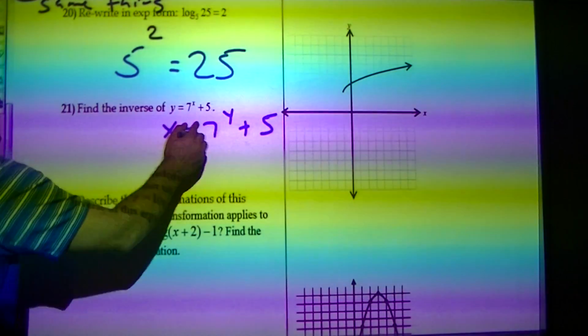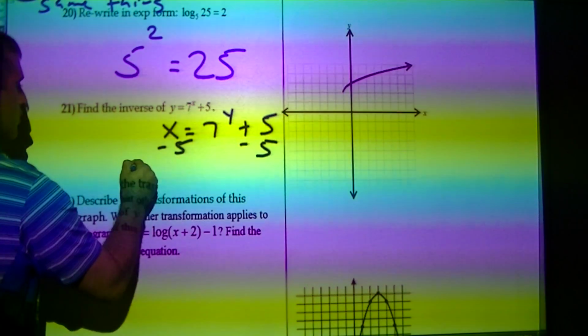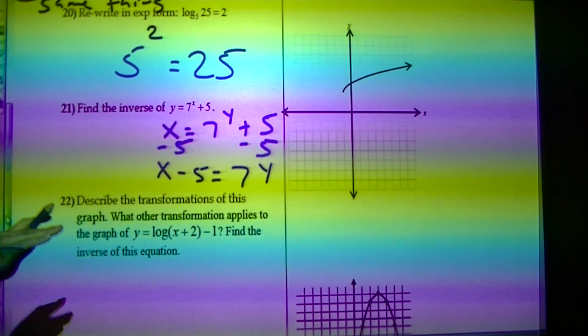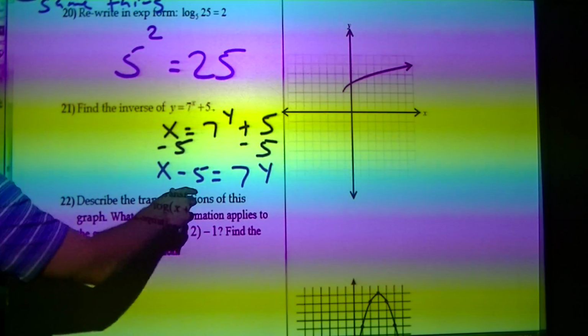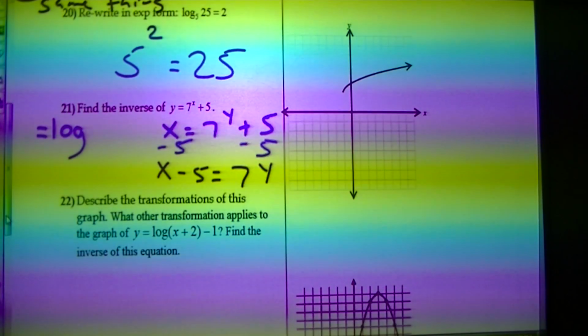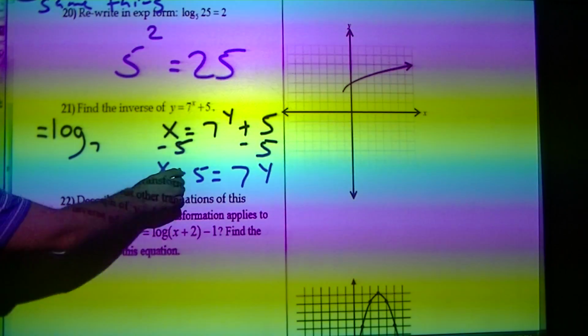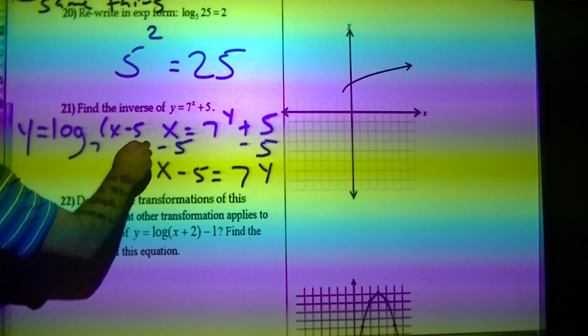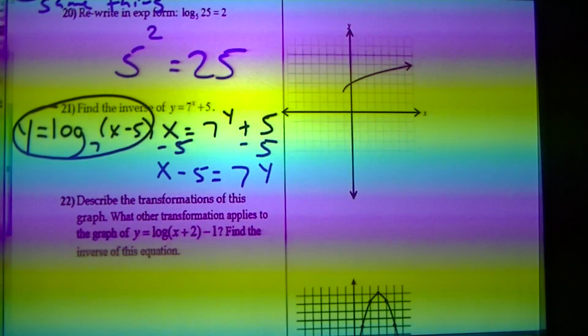I'm going to move this over. Okay, so what I got here is x minus 5 equals 7 to the y. Now it's time to convert, now that that's been isolated. As a log, the base is going to be 7. It's no longer going to equal this, it's got to equal that. And the x minus 5 goes right there, and that's going to be your answer.